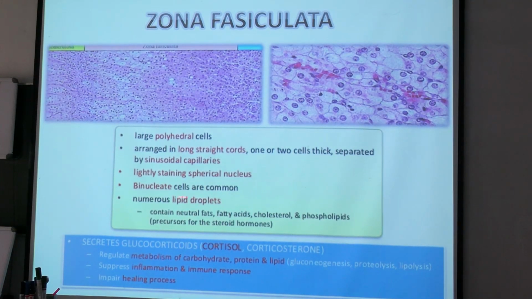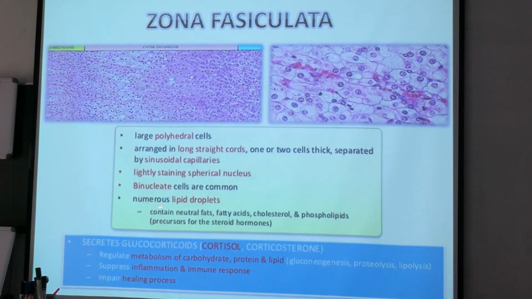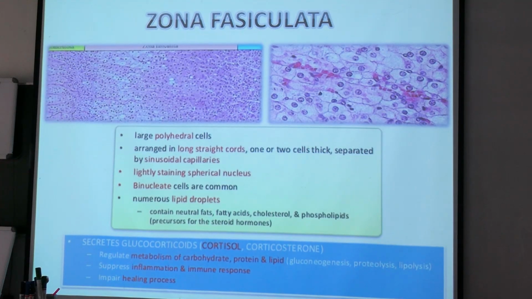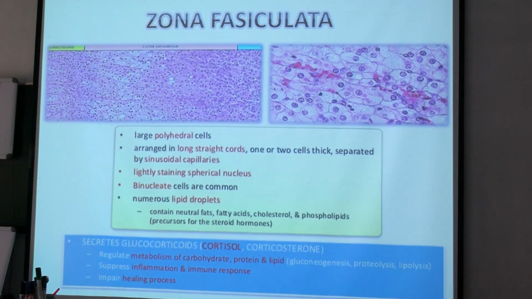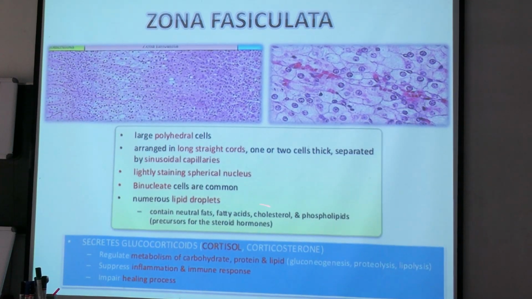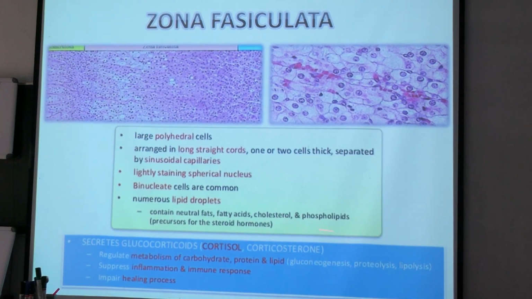Binuclear cells are commonly seen in this region, and there are numerous lipid droplets. In the previous layer, lipid droplets were sparse, that means lipid droplets were less in number. And here numerous lipid droplets are present. They contain the neutral fats, fatty acids, cholesterol, and phospholipids, which are precursors for the steroid hormones.